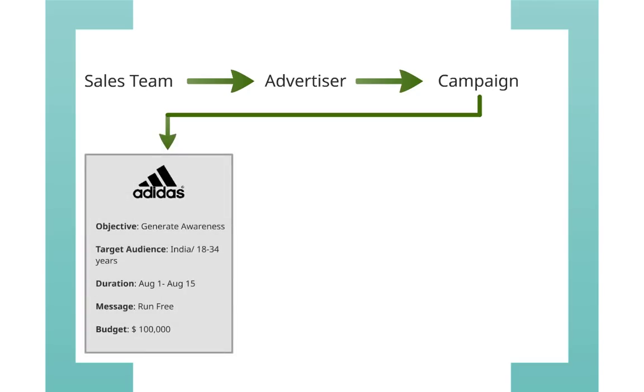The first campaign is a campaign from Adidas. Their objective is to create awareness for a new product that they have launched. They are targeting Indians between the age groups of 18 to 34 years. The duration of the campaign is from August 1st to August 15th. The message they want to give is run free, and their budget is $100,000.